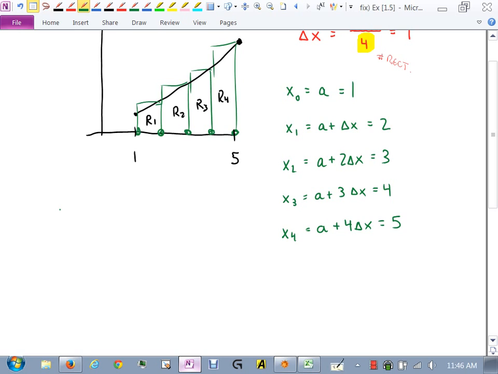Straight to areas? Okay, let's see if you can knock this out. Let me label my points here. X0's there, X1's here, X2's here, X3's here, X4's there. So I just labeled those points. All right, rectangle 1, give me the area.